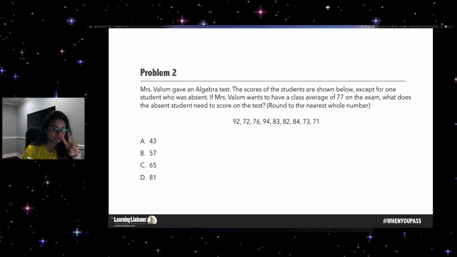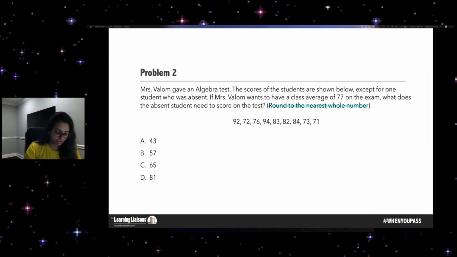All right, problem number 2, here we go. So Miss V gave an algebra test, and the scores are shown below, except for one student who was absent. So if Miss V wants to have a class average of 77 on the exam, what does the absent student need to score on the test? And they're telling us that we need to round to the nearest whole number.